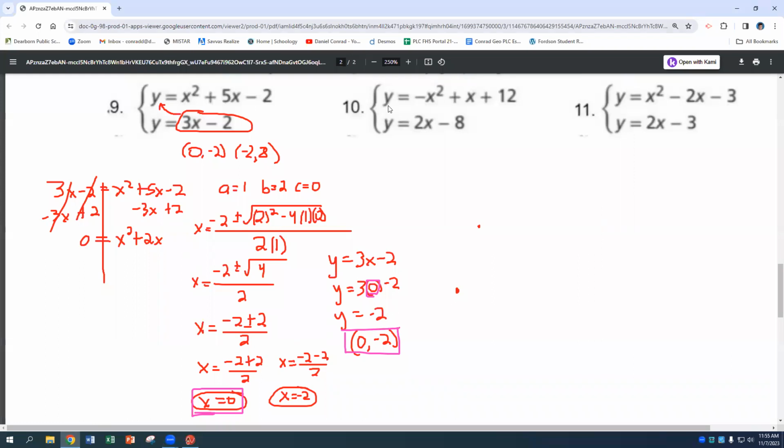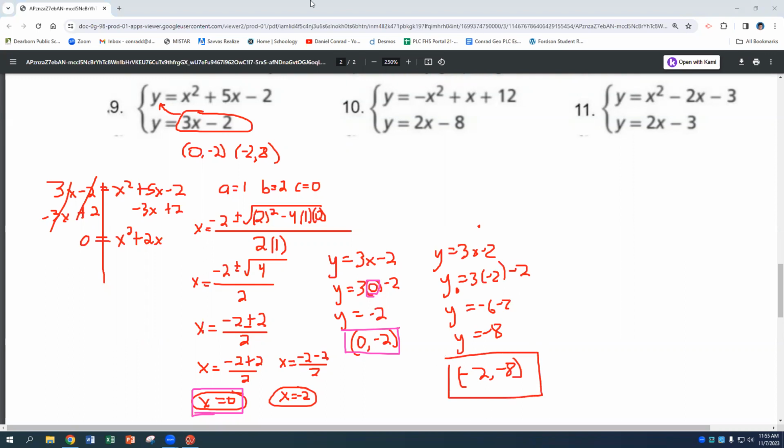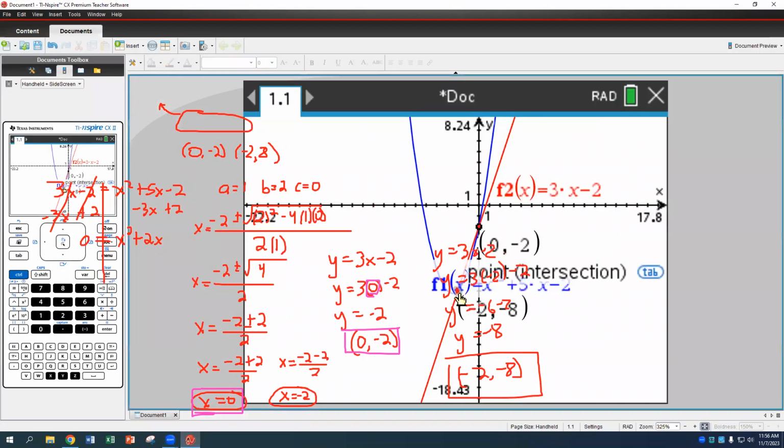All right. The other one we have is negative 2. So we also need to do y equals 3x minus 2. It's going to be 3 times negative 2 minus 2, which is negative 6 minus 2, which is negative 8. And so my coordinate is going to be negative 2, negative 8, which again is exactly what we found over here. This intersection right here, negative 2, negative 8.